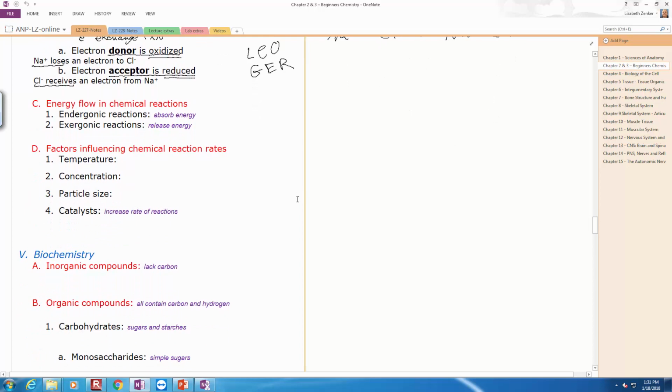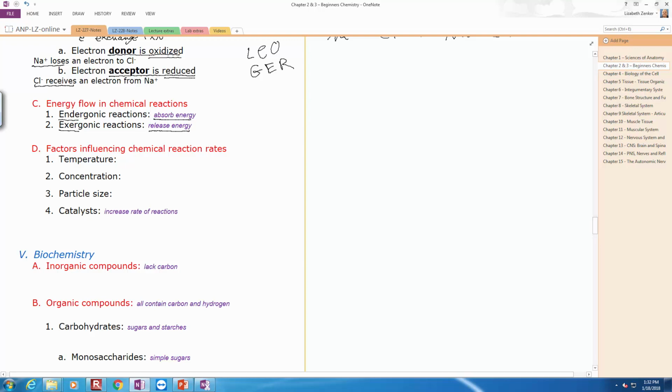All right, so now moving on, energy flow in chemical reactions. So this is another way of describing what's happening. Some of this you can think of as potential energy and kinetic energy. This kind of goes in line with some of that. But basically, an endergonic reaction means that energy is absorbed, and an exergonic means energy is released.